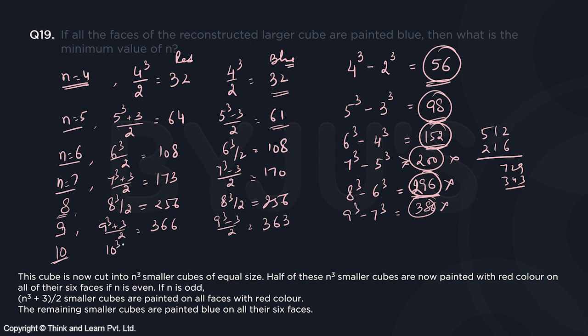Finally, when I take 10, it is 10 cube divided by 2, that is equal to 500. And once again 10 cube divided by 2, it is again 500.